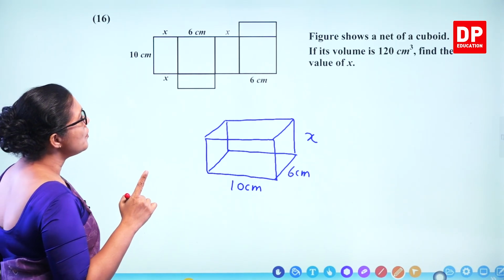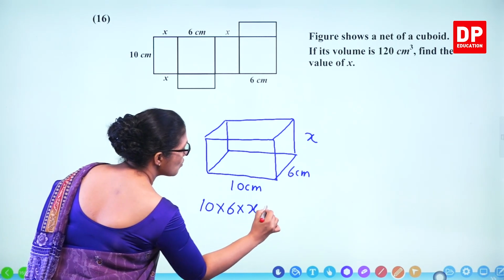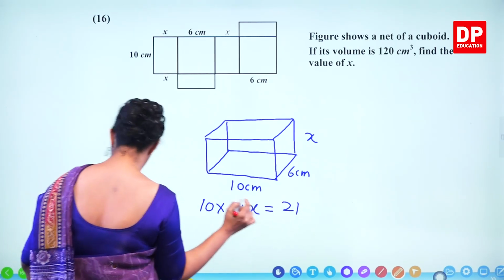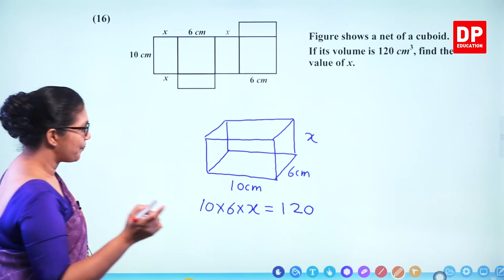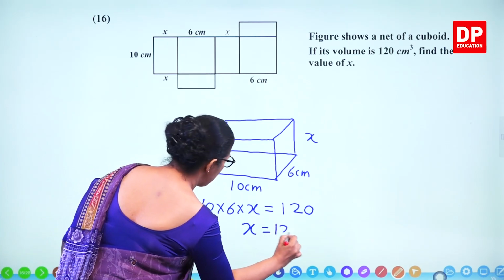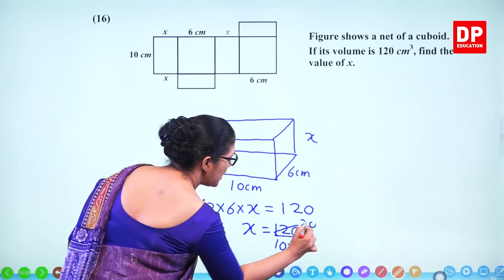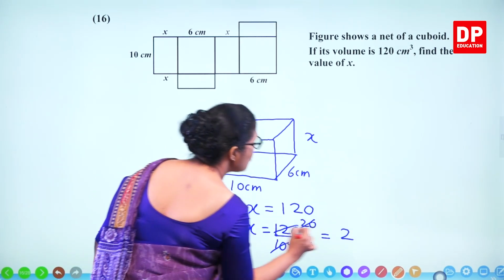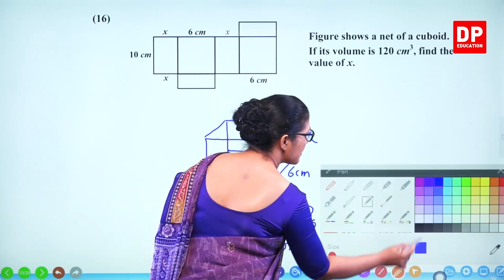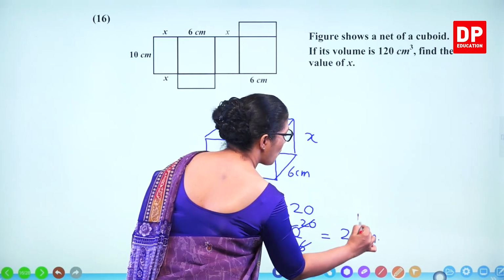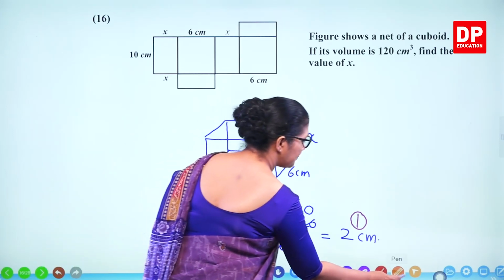So volume is 120 means 10 into 6 into x is 120. So what is x? x becomes 120 divided by 10 and 6. 6 times 20, 10 and 20, you get 2. So this is about length. So 2 centimeters. So 1 mark for this answer and 1 mark for the method.